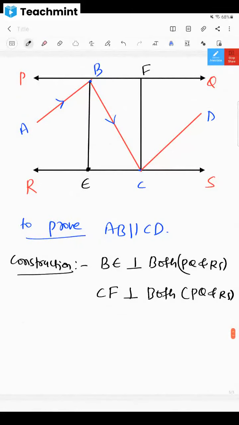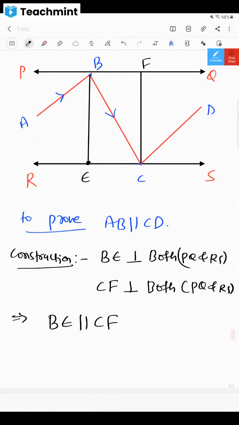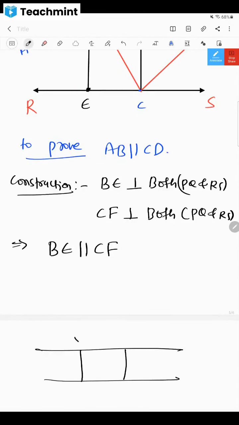Now, can I say BE is parallel to CF, dear children? Can you see that BE is parallel to CF? Why are they parallel? Just now I have explained to you: because there are two parallel lines, if you draw perpendiculars to those lines, they become parallel. For example, this is XY and PQ, so this XY becomes parallel to PQ.